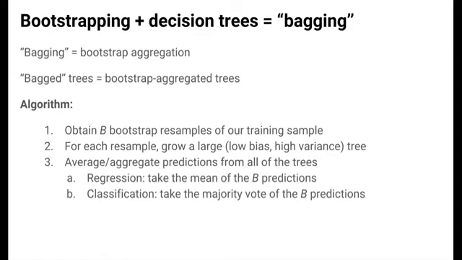So in a regression task, if we're growing regression trees, each of these B trees is going to generate some quantitative prediction. And what we'll do to aggregate predictions from all of these trees is to average them, take the mean.